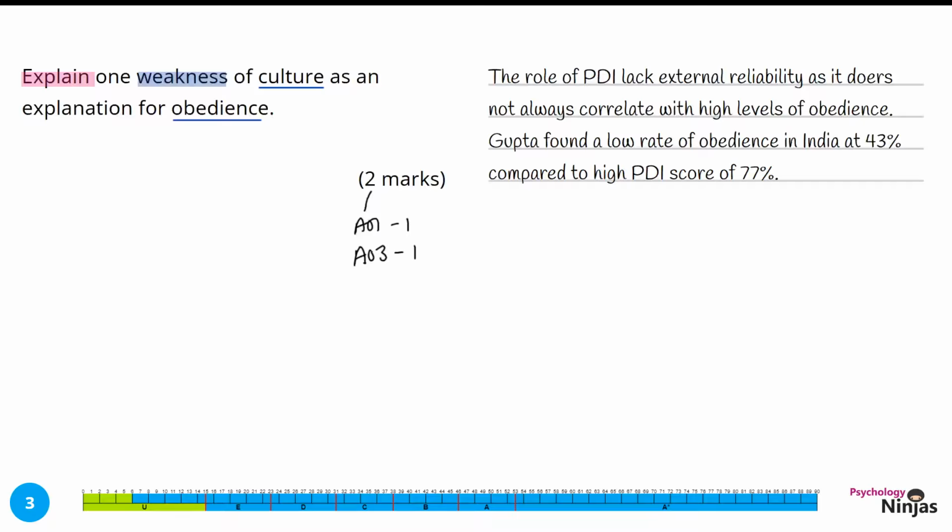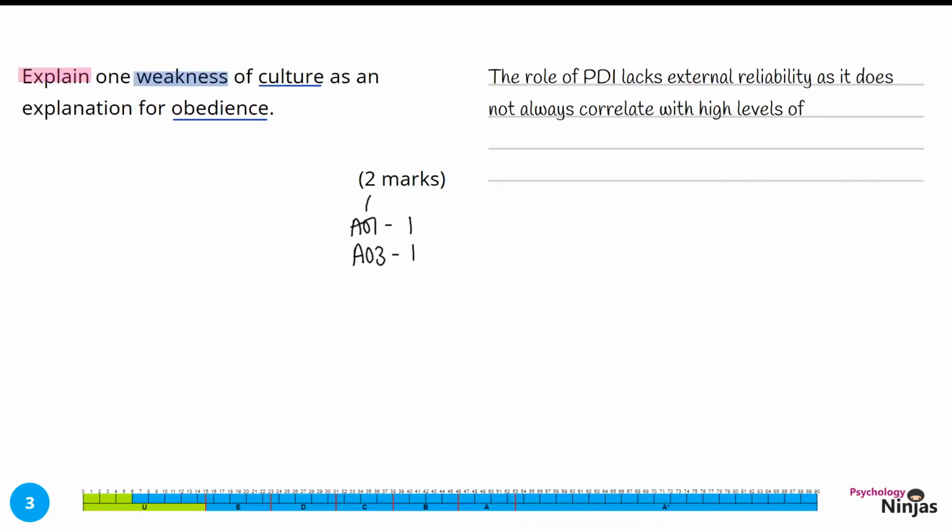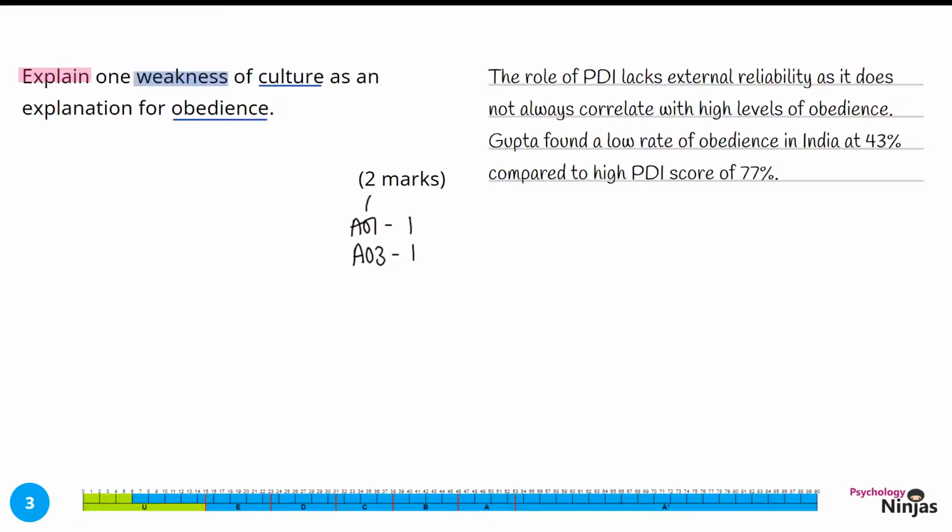The role of PDI lacks external reliability, as it does not always correlate with high levels of obedience. Gupta found a low rate of obedience in India at 43%, compared to a high PDI score of 77%.